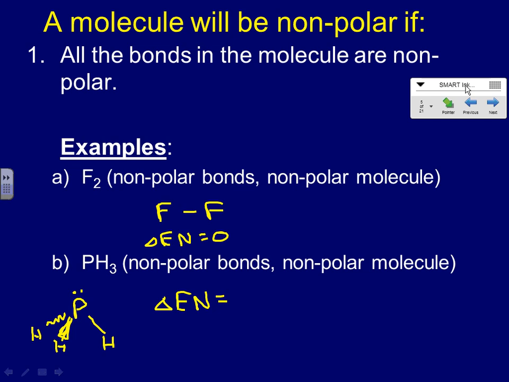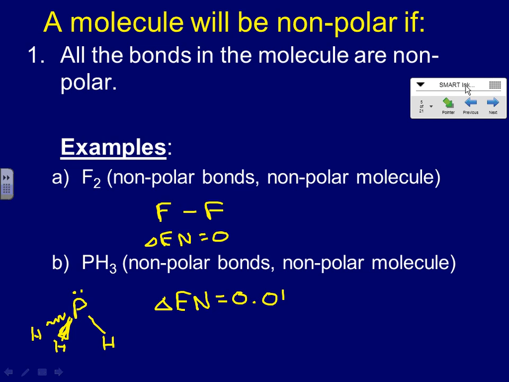If you got your periodic table nearby, get the periodic tables out because we're going to need to do some delta EN calculations. 2.19, so it's something like 0.01 is the difference. It's approximately 0. So again, nonpolar bonds, nonpolar molecule. This thing would not be polar. All right?